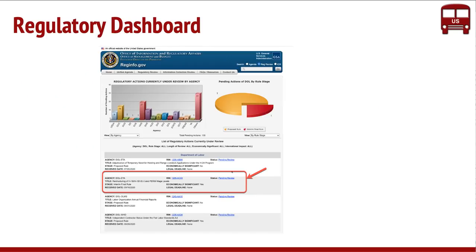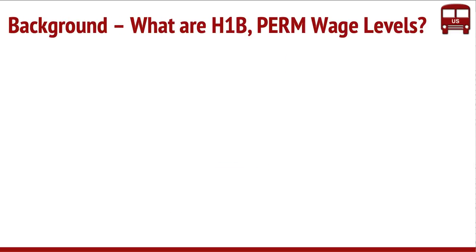So firstly, this is the news. If you go to the US Federal Regulatory Dashboard, you can see that under Department of Labor, you have a new entry that talks about restructuring of H1B and PERM wage levels.